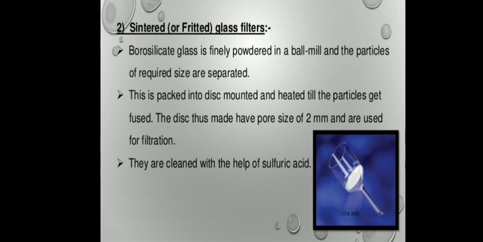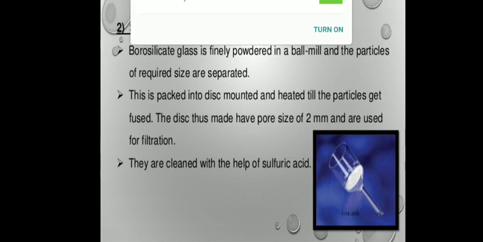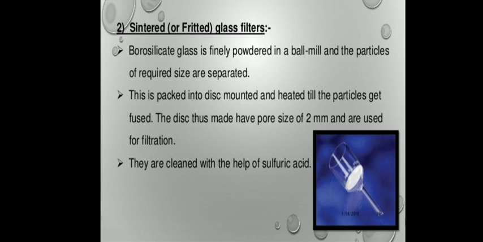And these fine powdered borosilicate glass of required size is generally separated and added in this ball mill, and it is heated till it gets completely fused. यहाँ क्या किया जाता है कि ये जो भी बॉल मिल है उस बॉल मिल में बोरोसिलिकेट ग्लास की जो पाउडर है वो पाउडर ऐड करके उसे हीट किया जाता है.